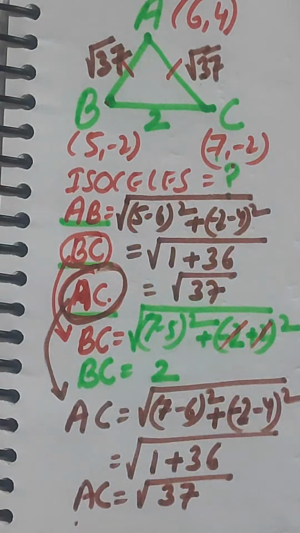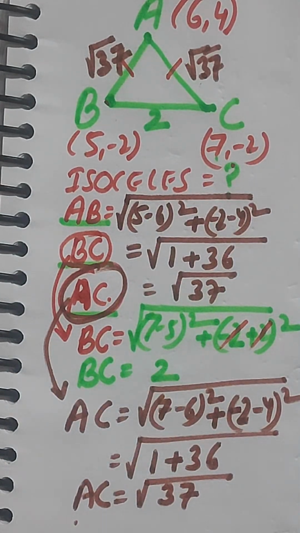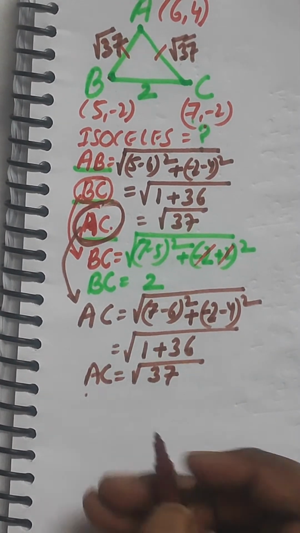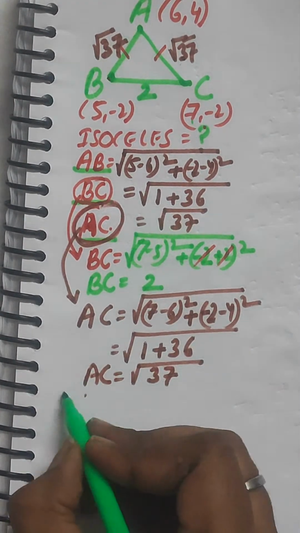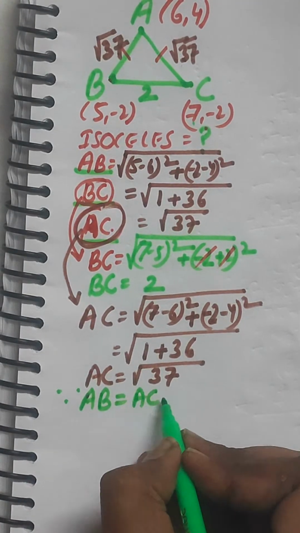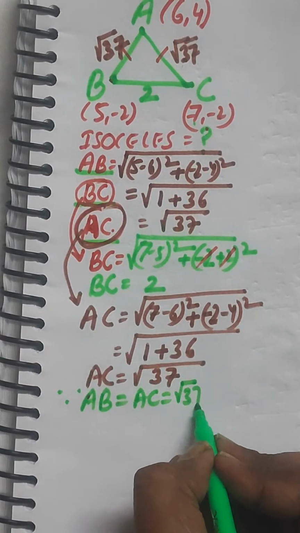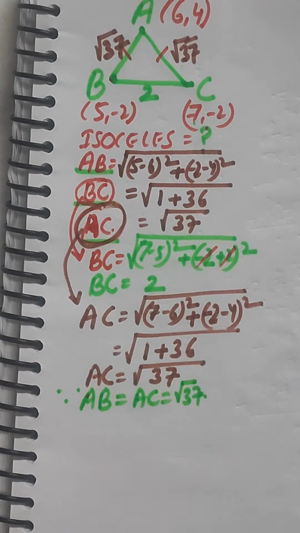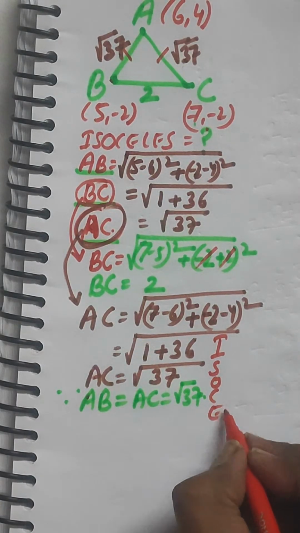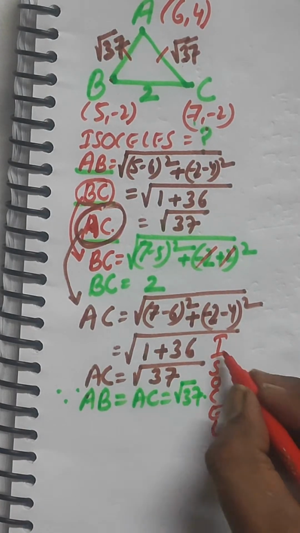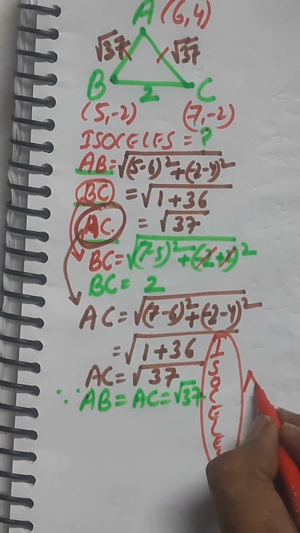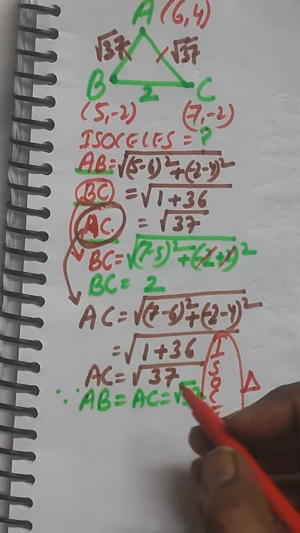So from here we can see, since AB is equal to AC is equal to root 37, that means this triangle is isosceles. This is proved, right? This is an isosceles triangle.